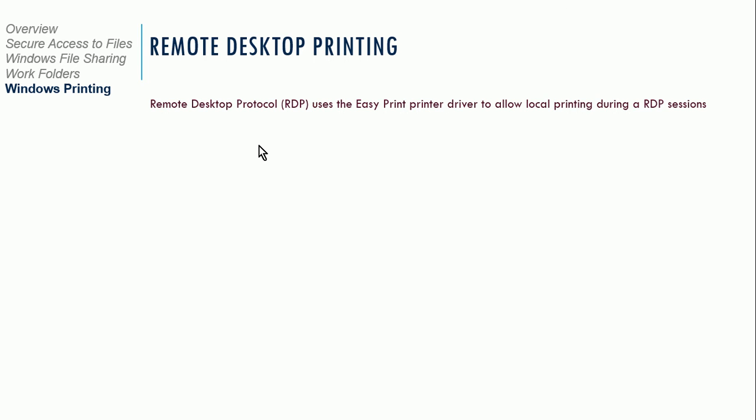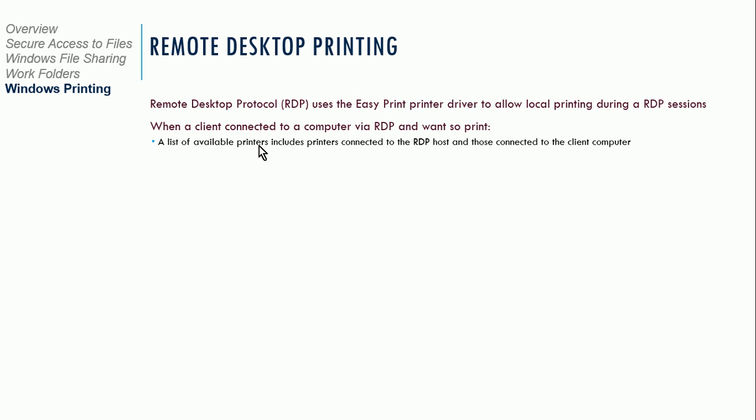Some people might need to print from remote desktop. So if you're operating Windows Server 2012 as a remote desktop server, when somebody's connected to remote desktop, they may need to print on a local printer, which you can do. So that capability exists in Windows 2012. So when somebody's connected with an RDP client, it will show them their local printers in the RDP session.